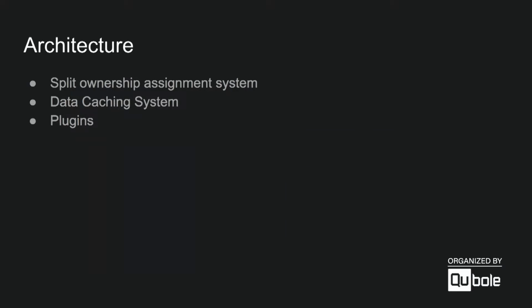I'll briefly talk about the architecture, the three main components, and if there are any questions regarding details, we can cover them later after the talk. The first one is the split ownership assignment system, which basically calculates and keeps a map of which split has to be cached or is cached on which system. The second one is the data caching system, which is responsible to cache the data if it is not there when the engine asks for it, and return it to the engine. And the third component is plugins. For each engine that we want to work with Rubik's, they just have to implement one plugin. The only caveat is the engine has to use Hadoop file system, at least that interface, to access data.